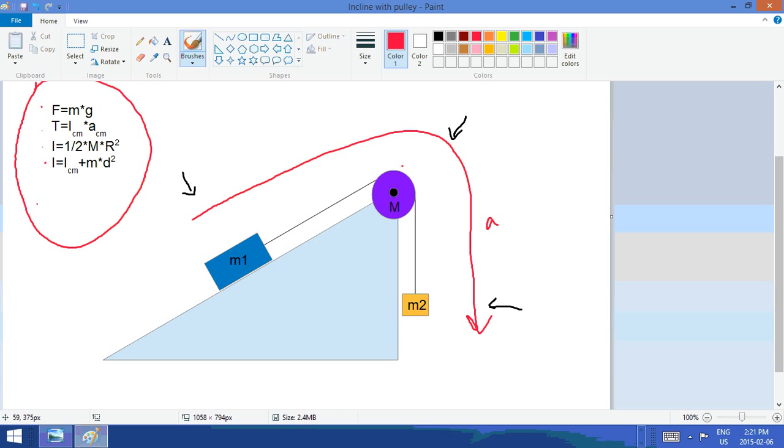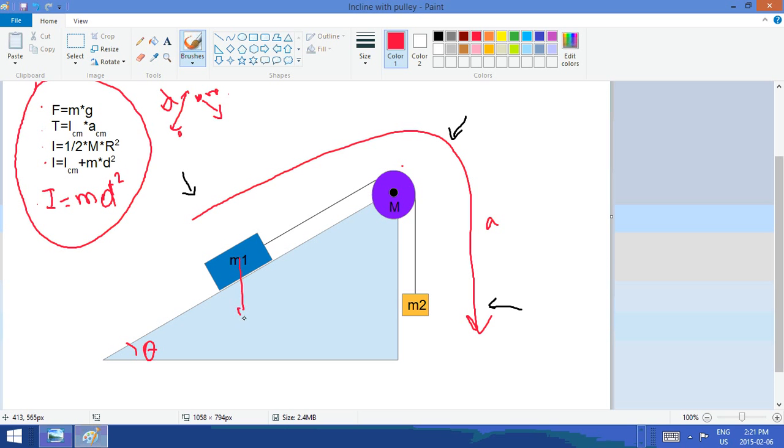And I'm going to add here another equation, which is I equals M times D squared, which is basically if we have a point mass which is rotating around a point at a distance d, and it has a mass m. The inertia of this rotation of the mass m is m times d squared. Okay, so we assume we have an angle theta.